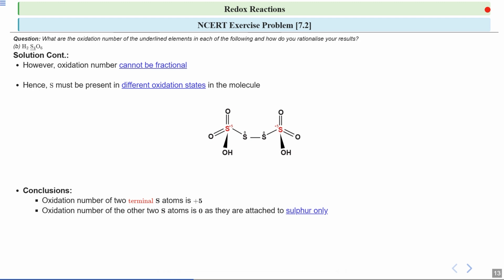But if you look at the middle sulfurs, they are attached to sulfur only. As a result, they can have an oxidation state of 0 only. Therefore, the oxidation state that we are seeing is not the actual one, but the average oxidation state of the 4 sulfurs. I hope you got my point. You can just take an average of it. So 5 plus 5 plus 0 plus 0 divided by 4. That means 10 by 4, which is 2.5.